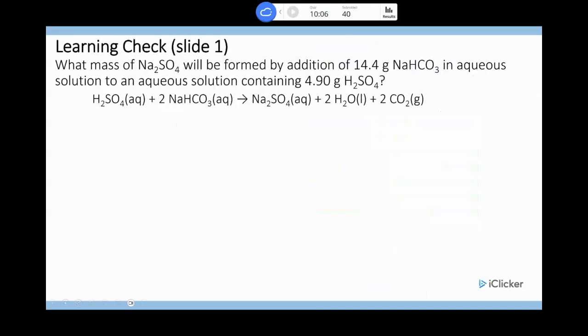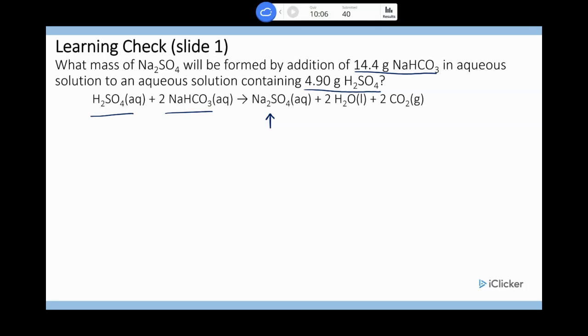So this next question is another limiting reactant question. In this case, we're given grams of sodium bicarbonate and grams of sulfuric acid. So those are the two reagents, sulfuric acid and sodium bicarbonate. We're looking to find what mass of sodium sulfate will be formed when you measure 14.4 grams of sodium bicarbonate and 4.90 grams of sulfuric acid, and add them together.